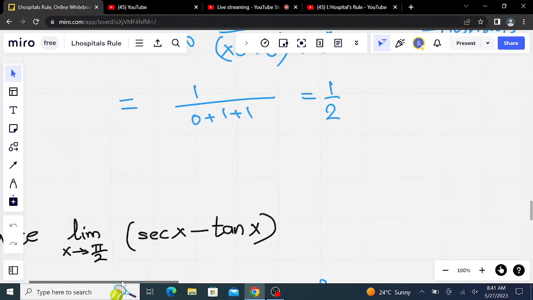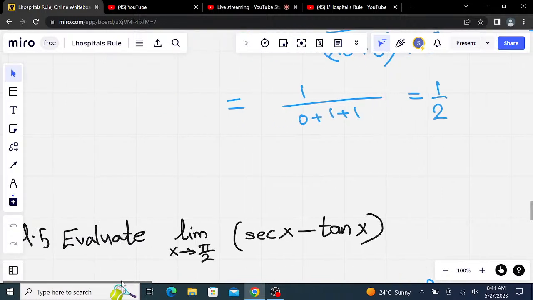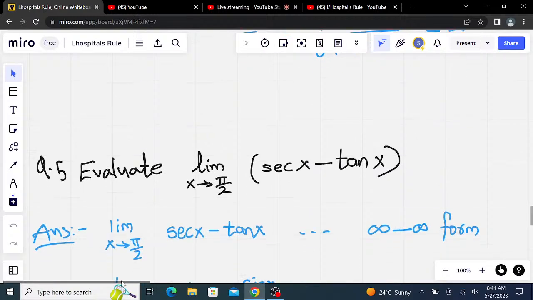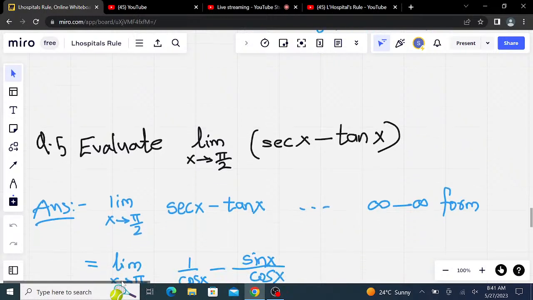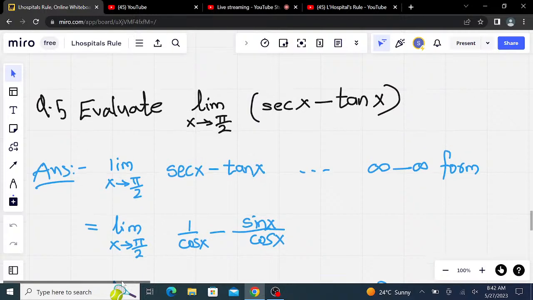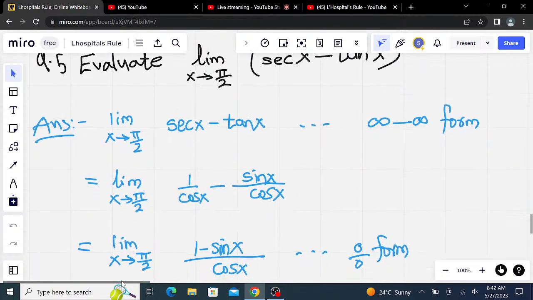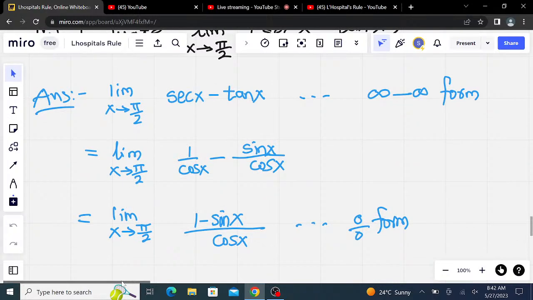Let us move to one more question. Here our limit is applied at pi by 2 and trigonometric functions we are handling. Limit x tends to pi by 2 sec x minus tan x. We know sec x is 1 upon cos x, tan x is sin x upon cos x, and cos is 0 at pi by 2. So very obviously this is infinity minus infinity form. So we have written it separately. Now we want to subtract, so better let us first complete subtraction. So common denominator is cos x, numerator will be 1 minus sin x.